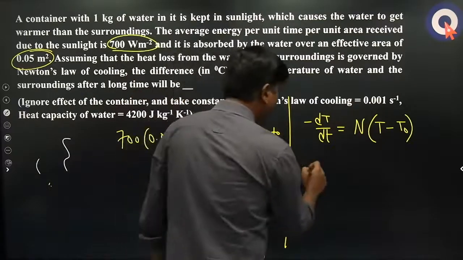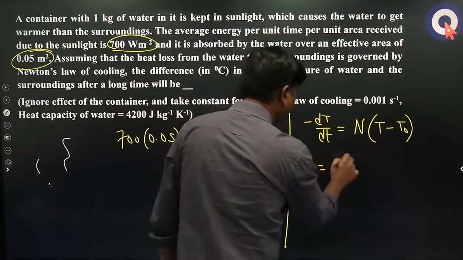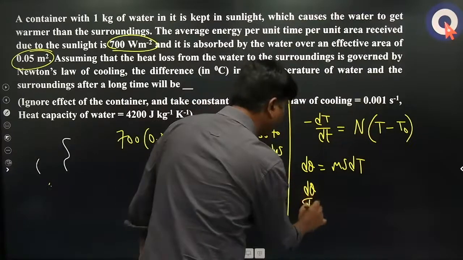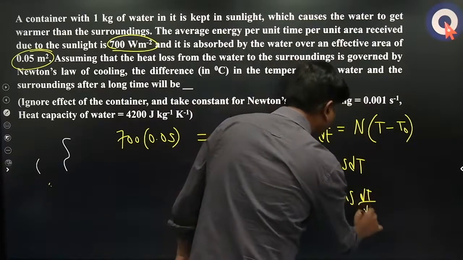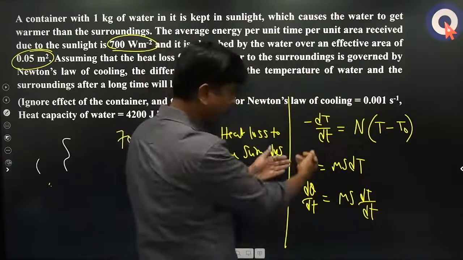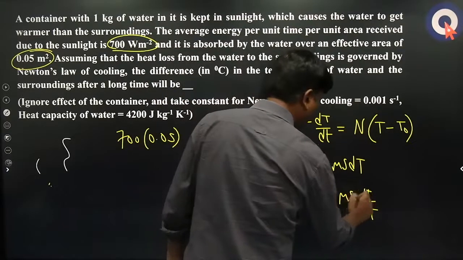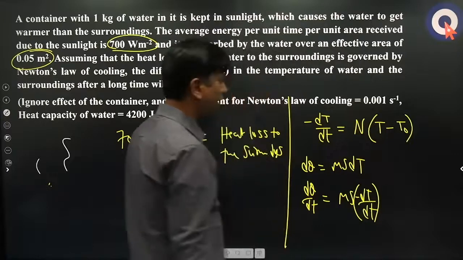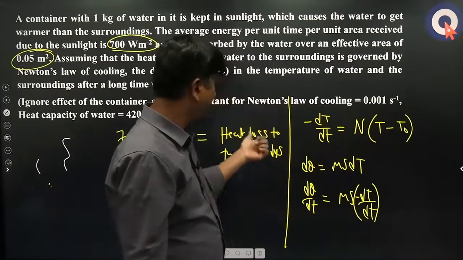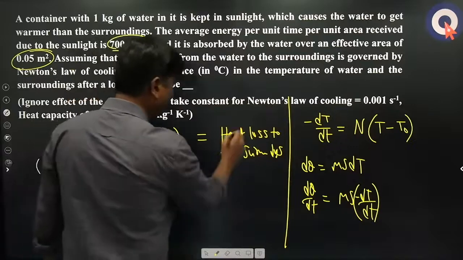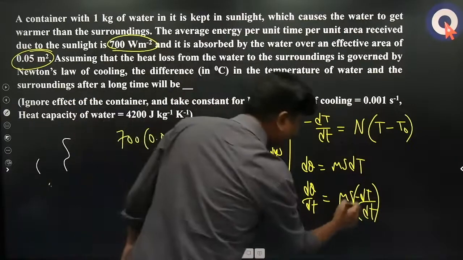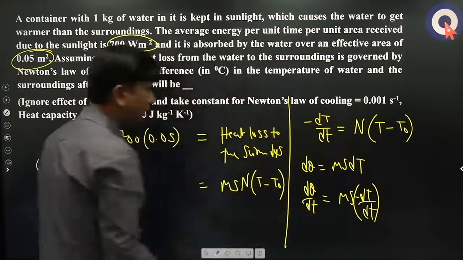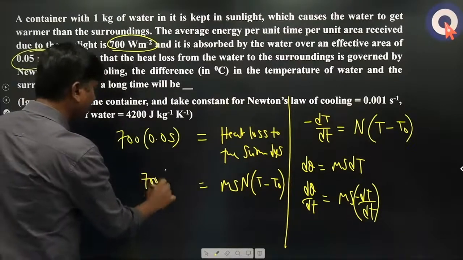So we know that for water, dQ is equal to m s dT, right? So dQ by dt is equal to m s dT by dt. And since it is losing the heat, we take the minus of this, and minus dT by dt is nothing but the rate of cooling. So from here you can substitute, because this is actually dQ by dt. So dQ by dt is equal to m s into minus dT by dt, and minus dT by dt you can substitute as n into T minus T naught. So that is equal to 700 into 0.05.